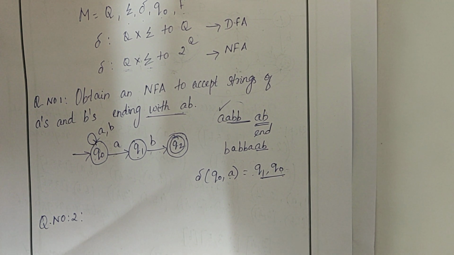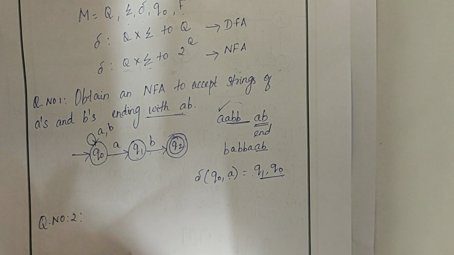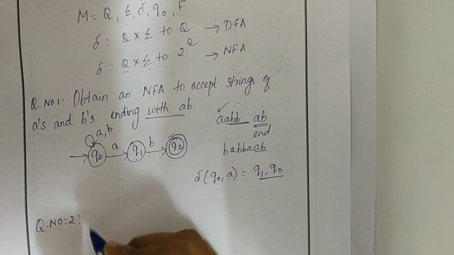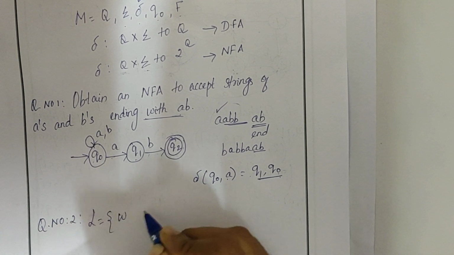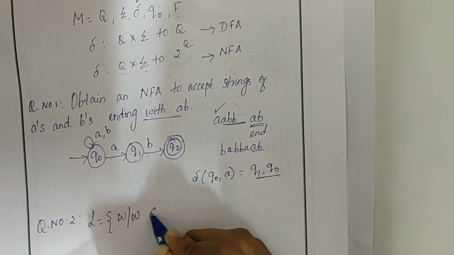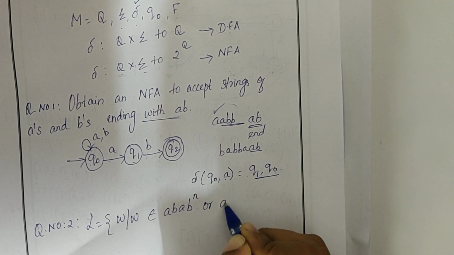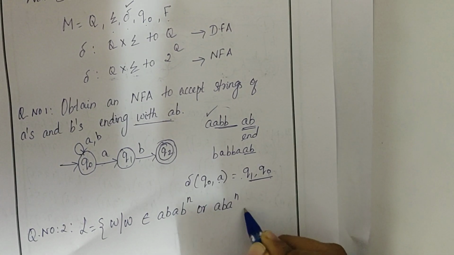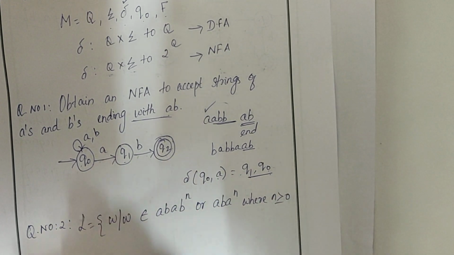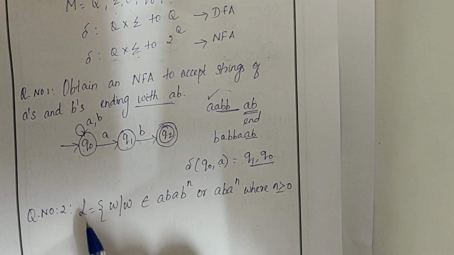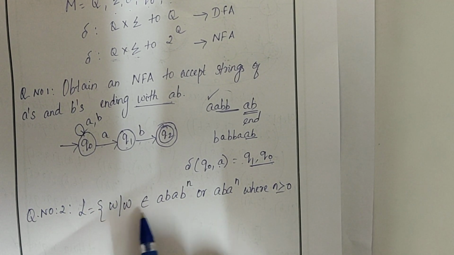Obtain an NFA to accept the following language. Obtain an NFA to accept the language. The language is given as W such that W belongs to (AB)^n or (ABA)^n, where n is greater than or equal to 0. I have to design an NFA for the given language W.